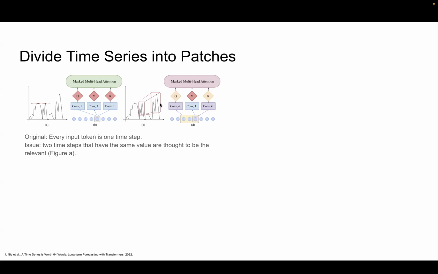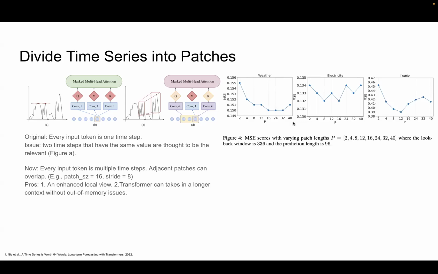But if we look at the figure on the right, we see that in reality, this smaller peak is actually having a more similar pattern to this larger peak at the end. So in that sense, each token should not just be based on a single time step. It should be based on multiple time steps. So one idea is to put more time steps into the same input token.